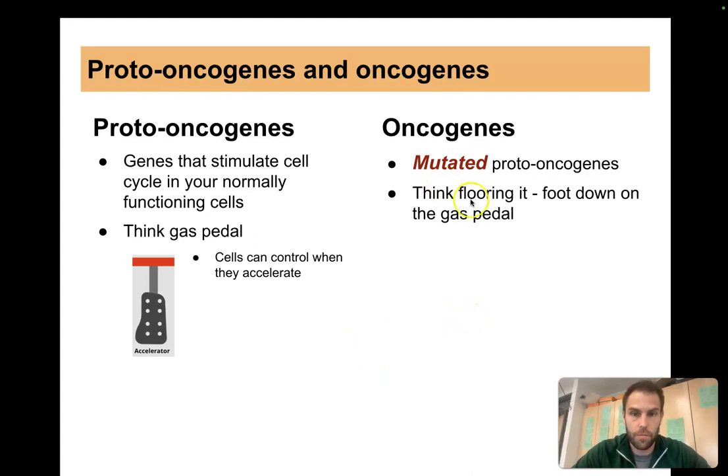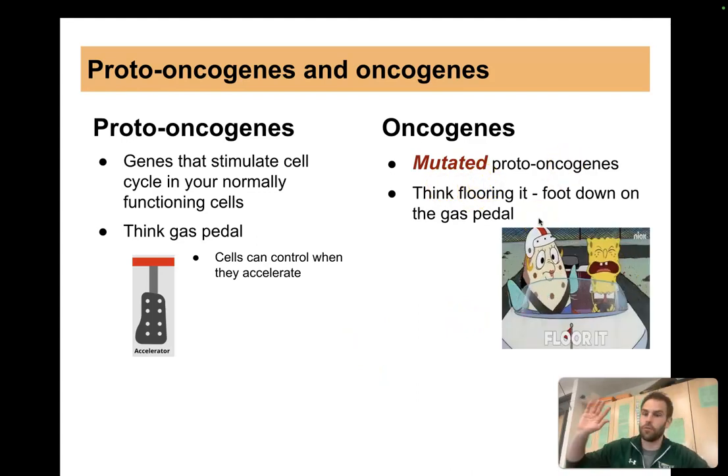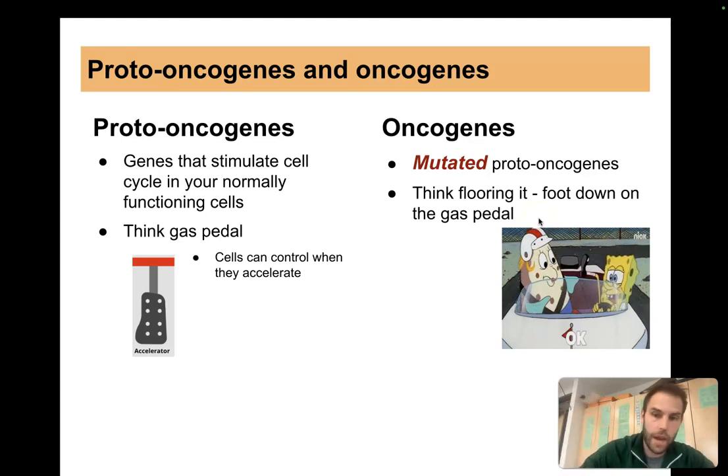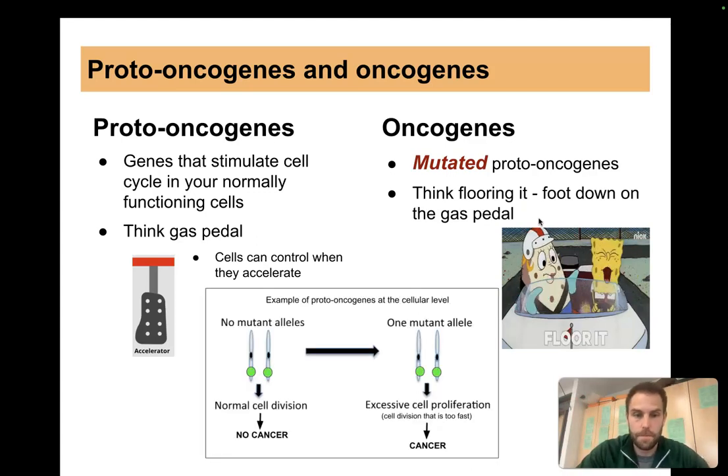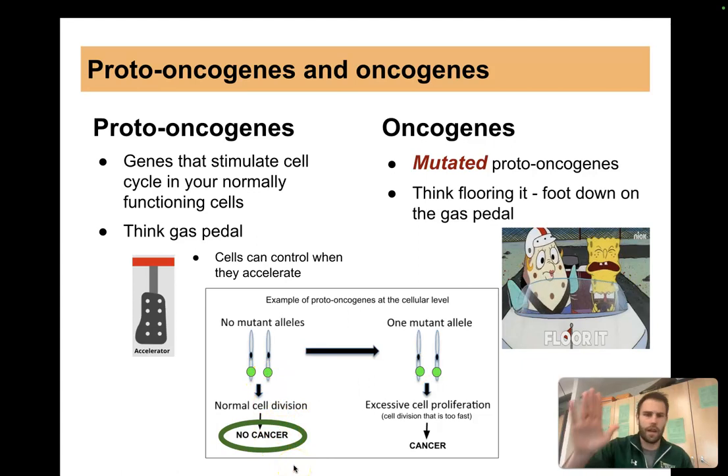So oncogenes, remember, are mutated proto-oncogenes. Again, think flooring it. The oncogenes are like, we're flooring it, we're dividing, even though we don't need to. All right. So if we look here, let's say we have our two homologous chromosomes, two alleles. The greens mean functional genes. And here, if we have two functional genes, there's no cancer. Our foot's not flooring it.